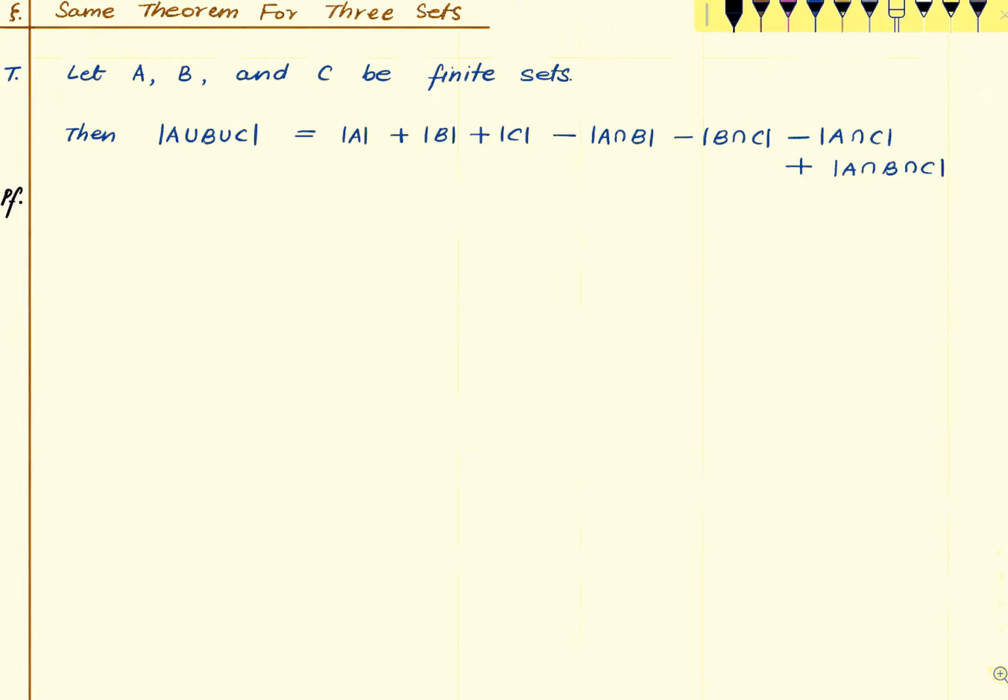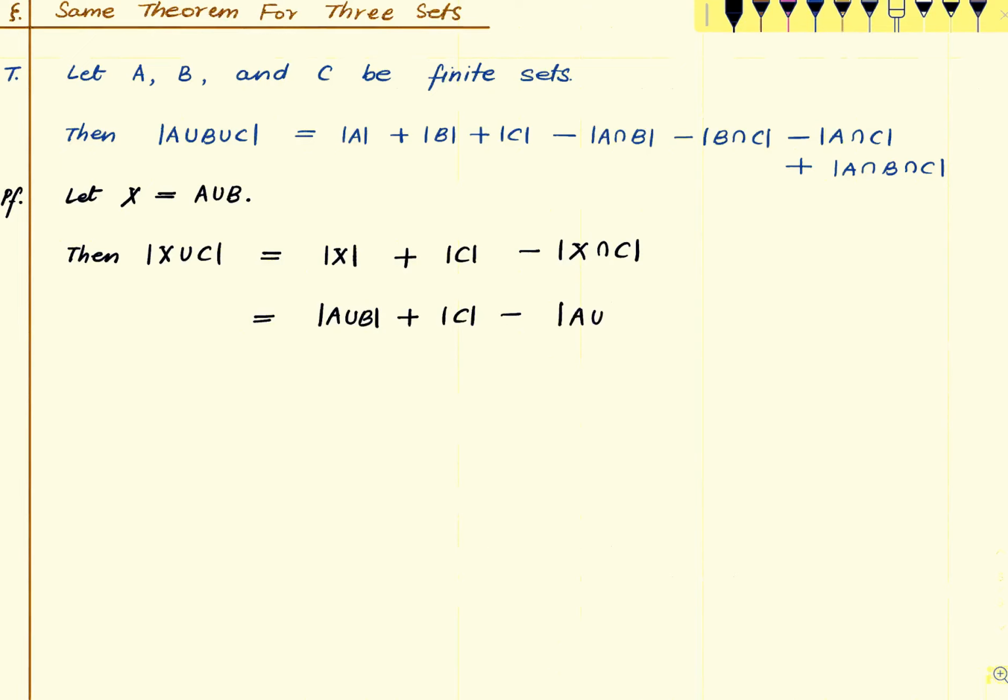The proof is as follows. Let X equal A union B. Then the cardinality of X union C, from the previous slide, is equal to the cardinality of X plus the cardinality of C minus the cardinality of X intersection C, which again by the previous slide is equal to this. So far, this is equal to that by the previous result.